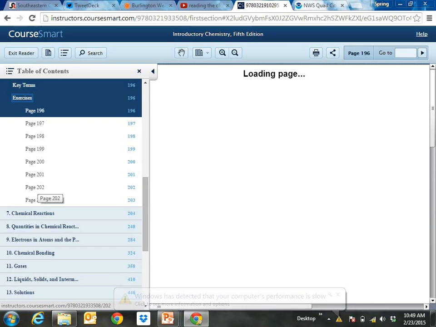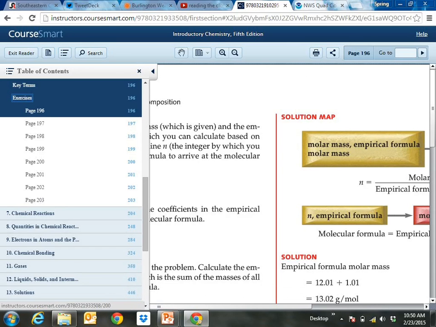But these will look familiar. What numbers were they in the book, in chapter 6? 19 and 20. Thank you. Yep.